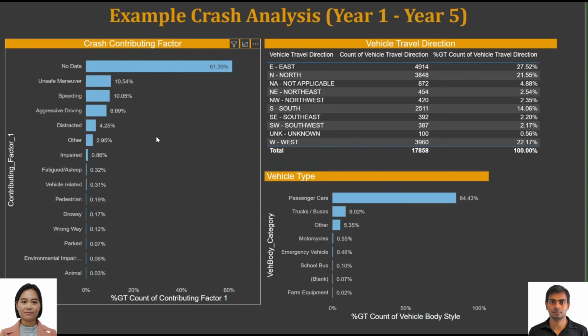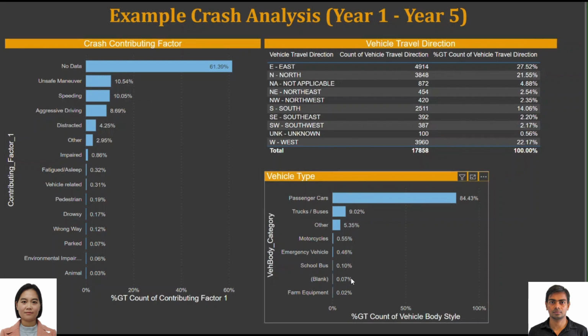If I go to vehicle, I notice unsafe maneuver and speeding are the leading causes of crashes in this area. And these are different vehicle categories. Passenger cars accounted for 84% of crashes, and these are travel directions within the study area. Dashboards are a very intuitive, faster, simpler, and better way of performing crash analysis, and they have several advantages. So we typically use dashboards over Excel for our analysis. Some benefits were mentioned in the previous video.